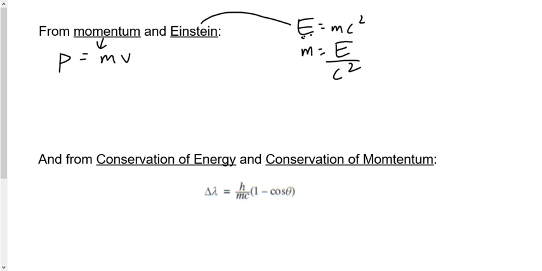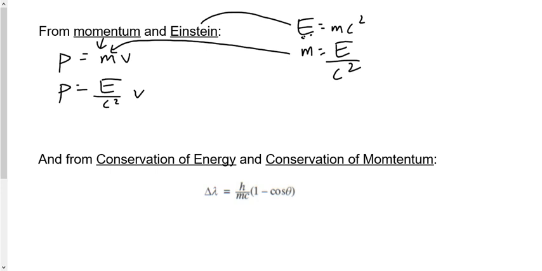So here's what Compton does now. He takes this equation for equivalent mass, subs it back into here, and says P is equal to E over C squared times V. But what is V? What does V stand for here in the context of a photon? Speed. Speed of what? Speed of a photon. Speed of light. What's the speed of light? Speed of a photon.